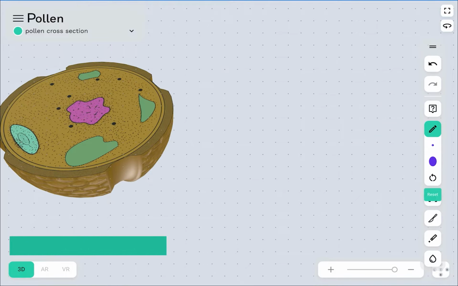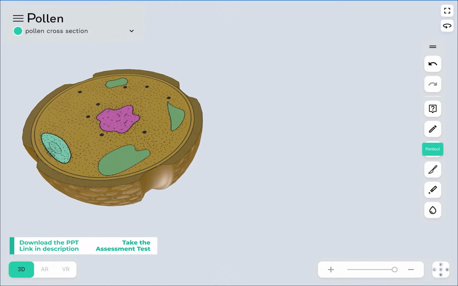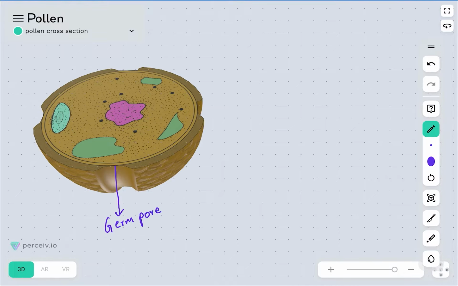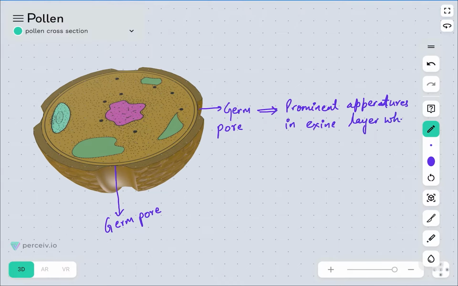So we will now discuss germ pores in detail. These points are considered germ pores, like here also. Germ pores are basically prominent apertures in the exine layer only, where you can see in the figure itself that the sporopollenin is absent.